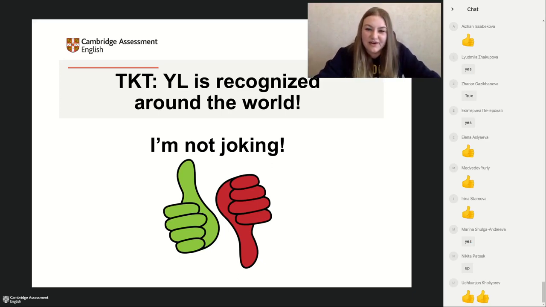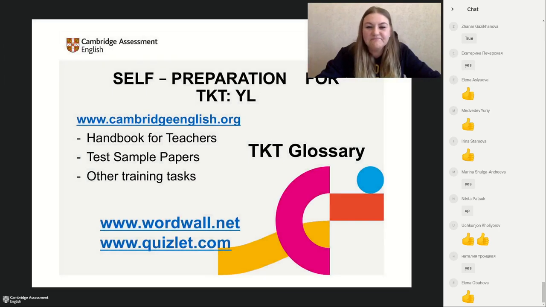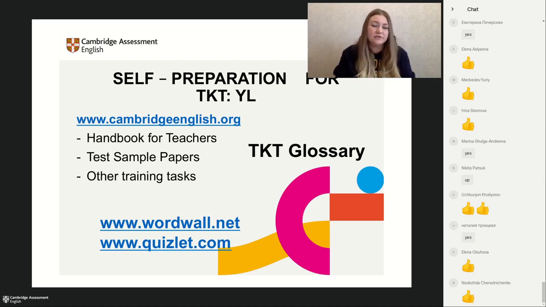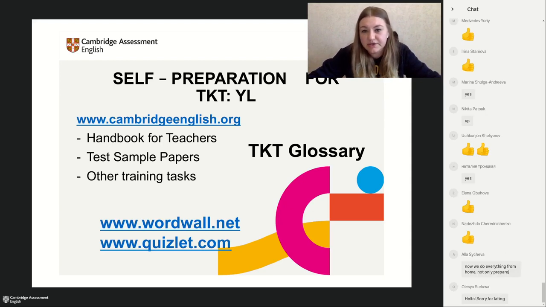Okay, now let's move from chance to the talk. The TKT YL test doesn't expect you to take any compulsory courses. And you can easily prepare for the TKT YL at home and the CambridgeEnglish.org website provides you with plenty of resources. So they have a handbook for teachers, they have test sample papers and other training notes. They are created for the trainers or tutors, yeah, but you can easily use them for your preparation and have a look at the tasks by yourself.